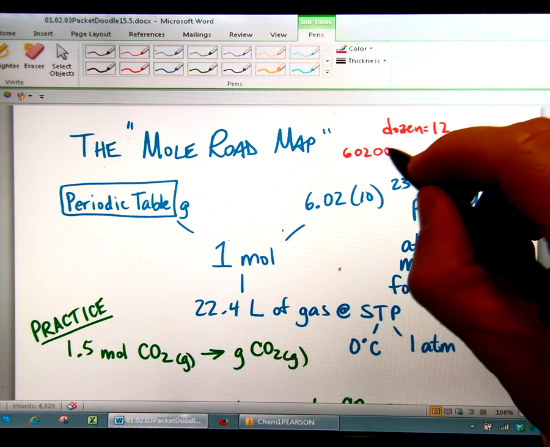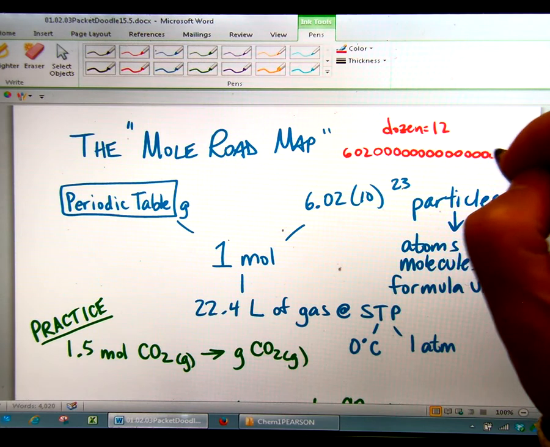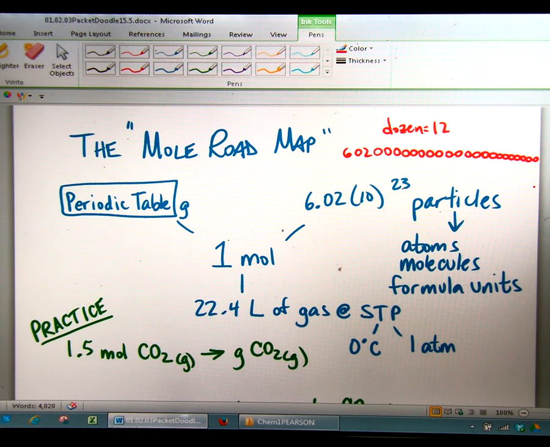So 1, 2, 3, 4, 5, 6, 7, 8, 9, 10, 11, 12, 13, 14, 15, 16, 17, 18, 19, 20, 21. I didn't even really fit that on the paper very well. But that's very, very large. Like, you could not count that high in your lifetime. We'll argue about that another time.